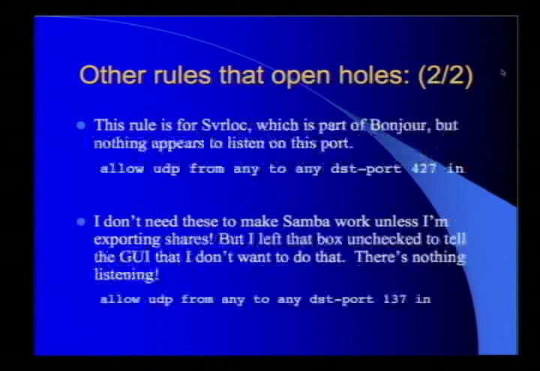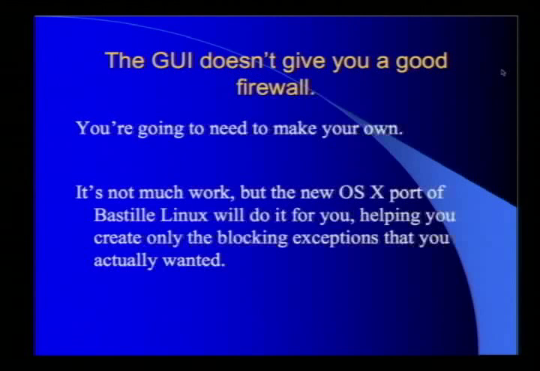Thanks, guys. What's up with that? Okay, I get a rule that's part of Bonjour, which is for SVRloc, and that's still there. And then lastly, I've got a rule for Samba that I don't need unless I'm actually doing some Windows file sharing, which I also unchecked. So I'm not quite sure where these things come from.